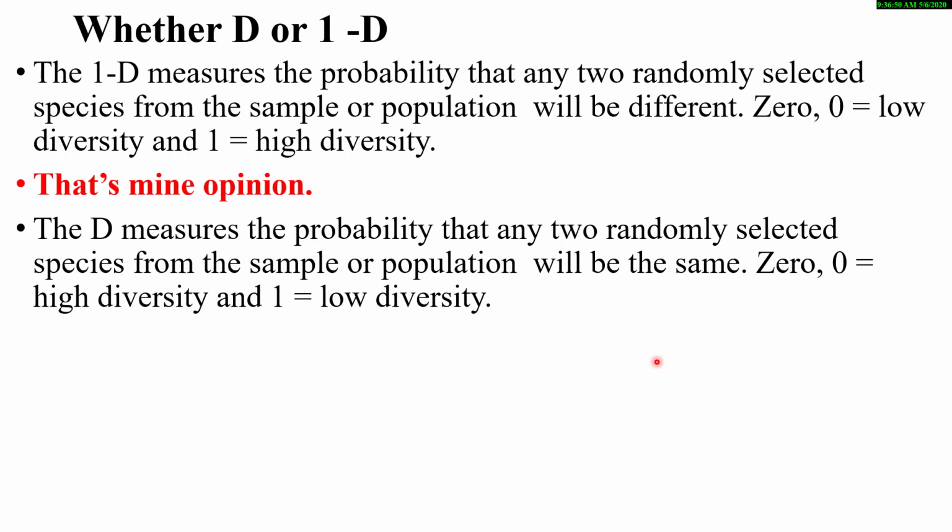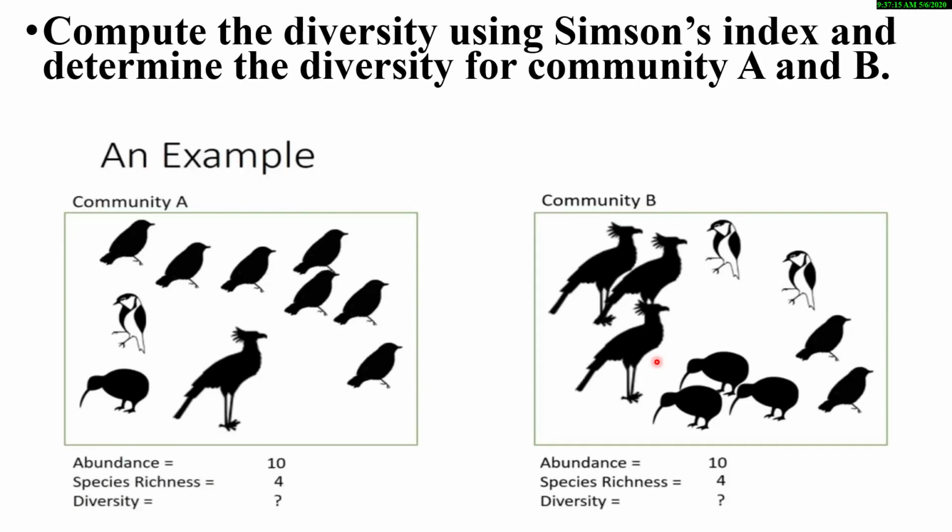So because of this, whenever you are doing any diversity measurement using Simpson Diversity Index, you should let your readers know whether you are using the D or you are using 1 minus D. It is very important. Otherwise, you will confuse your readers and your audience.